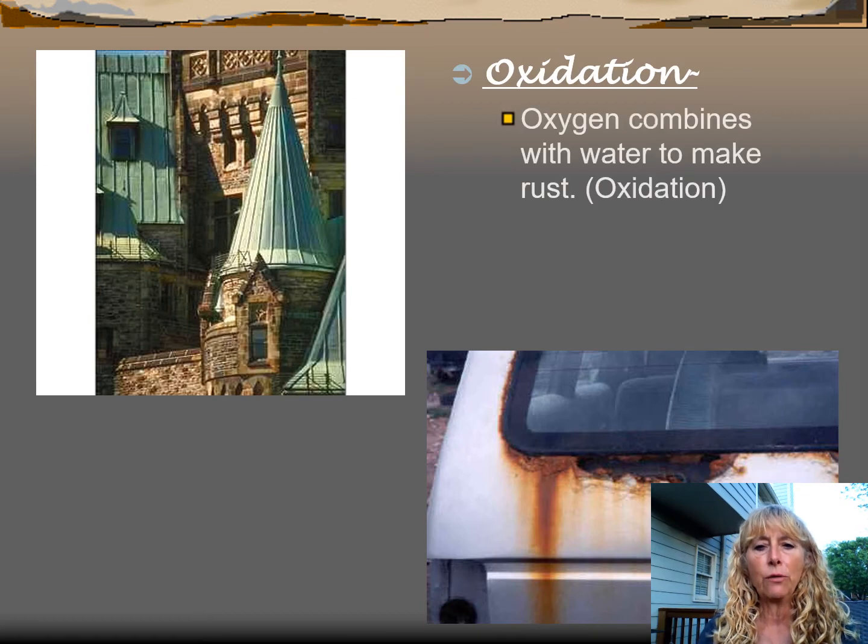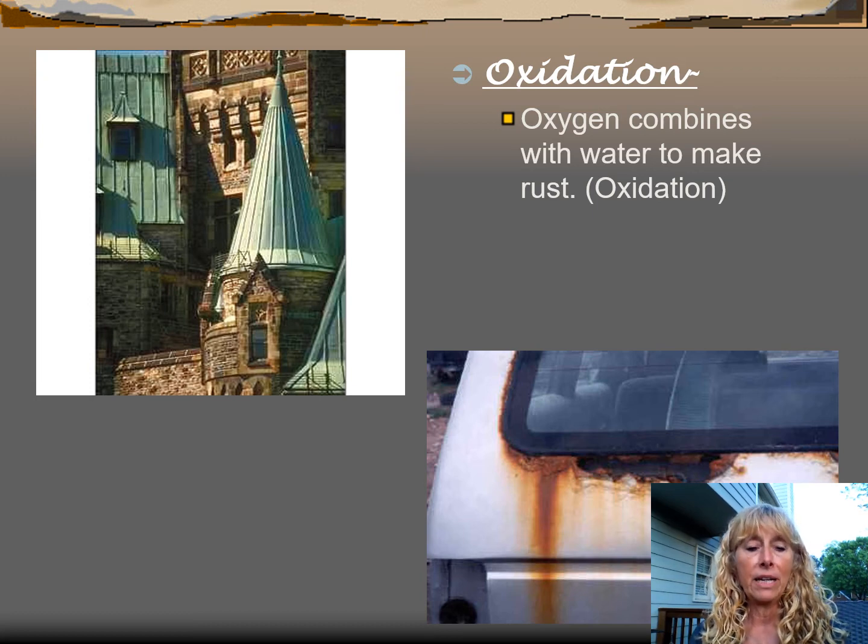Oxidation is a fancy word for when oxygen combines with water to make rust. Or it can be in the case of like the top of this building here, like the Statue of Liberty, where oxidation causes copper to turn green. When there's a lot of iron and water and oxygen, then that causes rust.